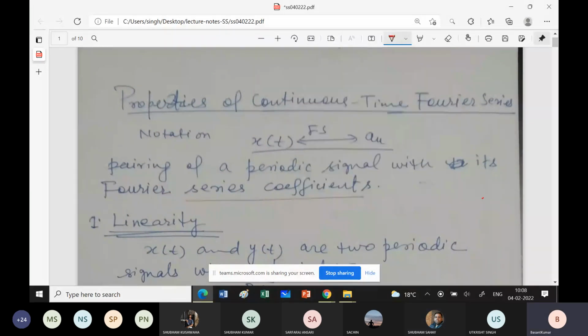Okay. So in the last lecture, I was discussing Fourier series representation of continuous time periodic signals. Now there are some properties.